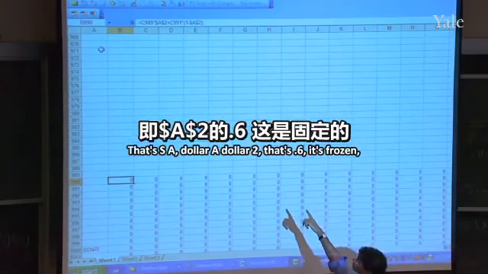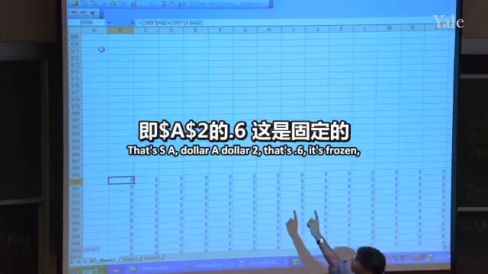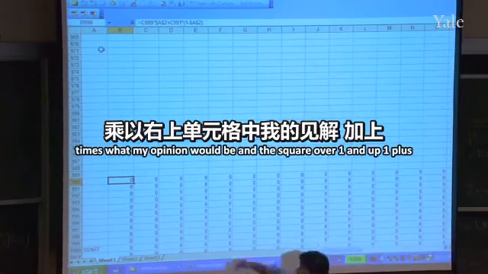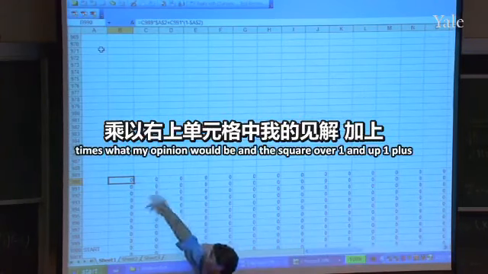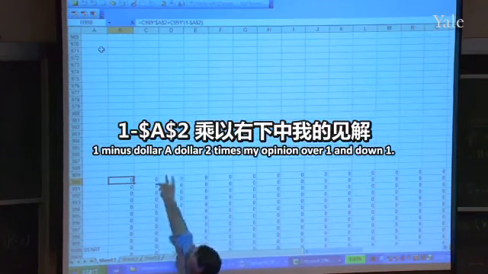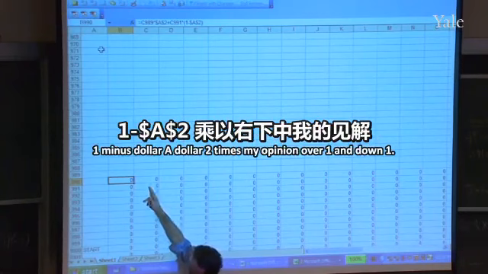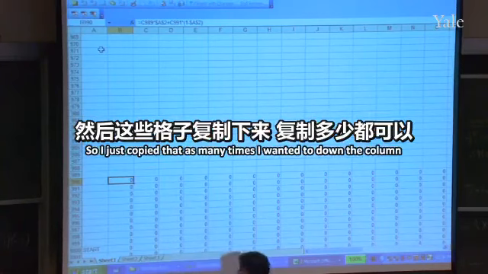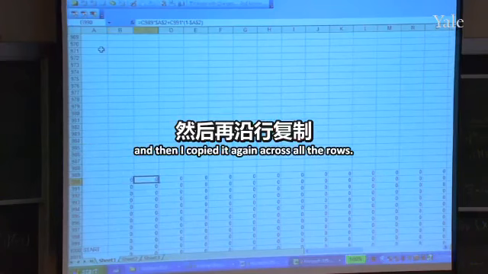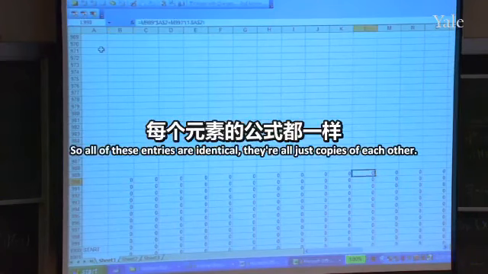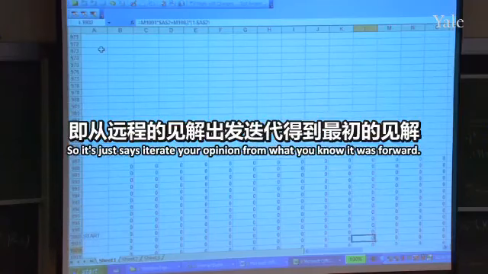That's $A2, that's 0.6, it's frozen, times what my opinion would be on the square over one and up, plus one minus $A2, times my opinion over one and down one. So I just copied that as many times as I wanted down the column, and then I copied it again across all the rows. So all of these entries are identical. They're all just copies of each other. It just says iterate your opinion from what you know it was forward.